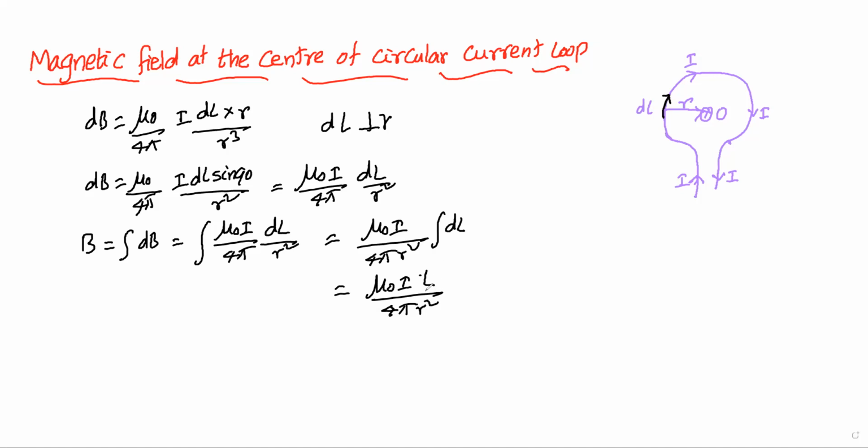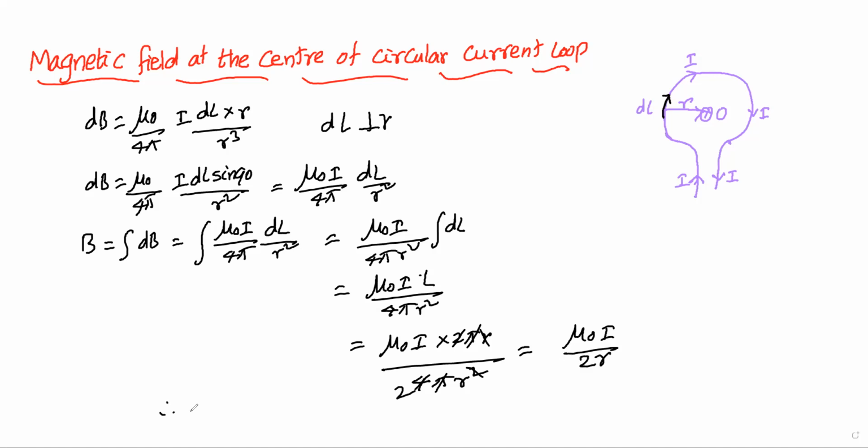So what is L? L is 2 pi r, the circumference, the total length. So we get mu naught I into 2 pi r by 4 pi r square. Pi will be cancelled, 2 will be cancelled, and one r will be cancelled. Finally, mu naught I by 2r. Therefore, the magnetic field B is equal to mu naught I by 2r.